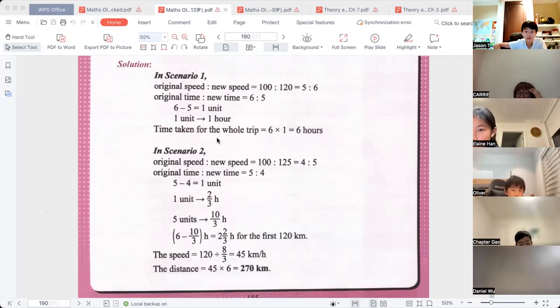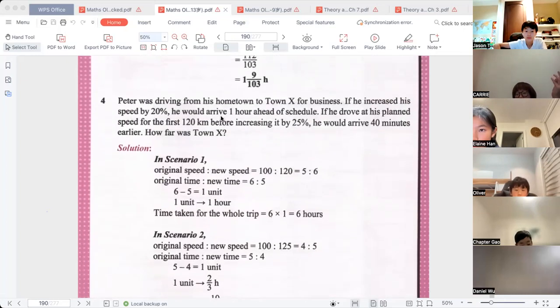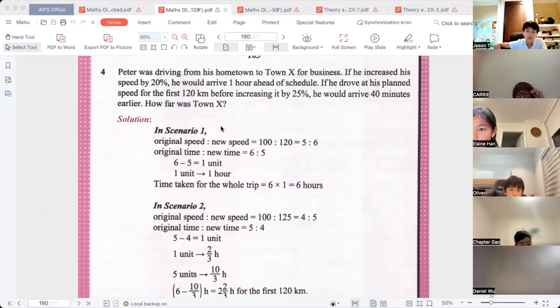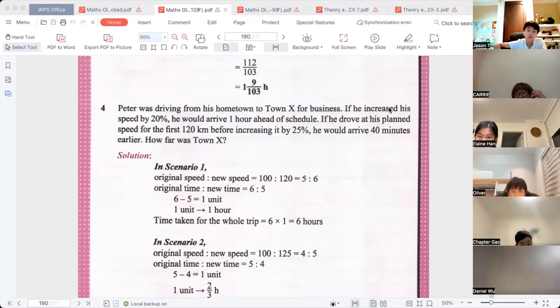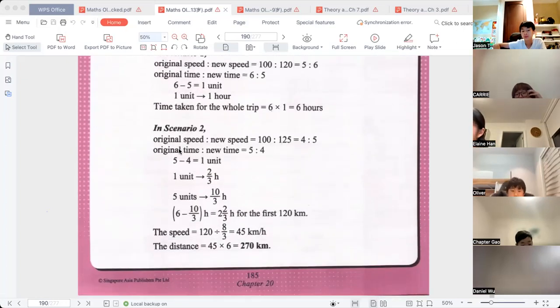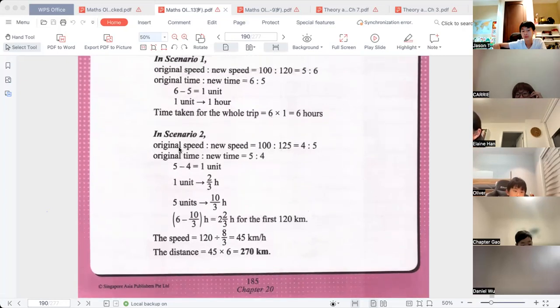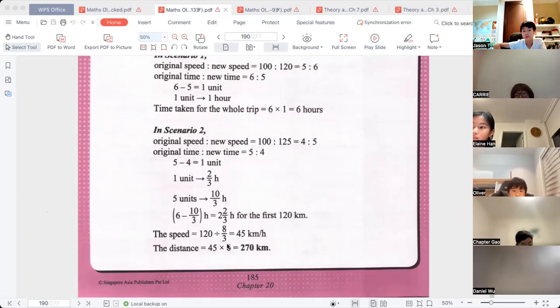For the first half we already know, so the total planned time is 6 hours, right? So 6 minus 10 over 3 is the time they spent on the first 120 kilometers, because for that 120 kilometers he used the planned speed, or we can say the original speed, right? So that's why the speed of the left one is 120 divided by 8 over 3, which equals 45. So the distance is 45 times 6 equals 210.